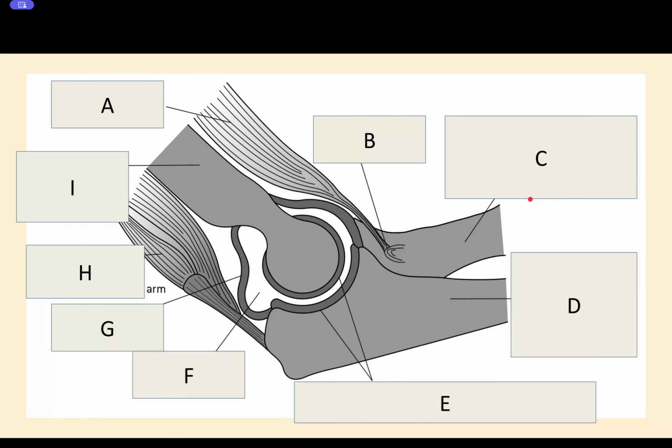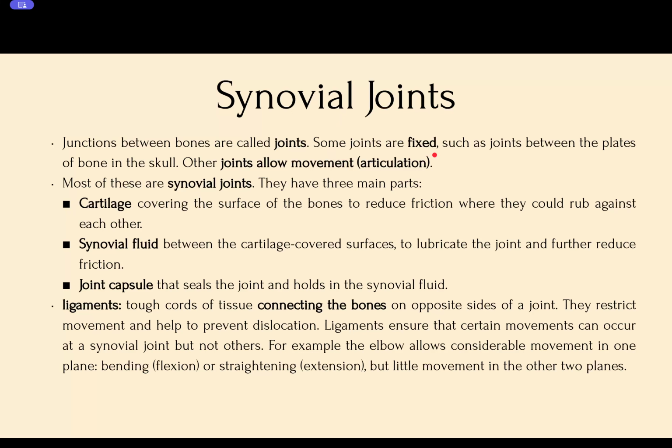So most of the joints between the plates of bone in our skull are fixed, but other joints allow movement or articulation. Most of the joints that allow movement are synovial joints, which means that they have three main parts: cartilage, synovial fluid, and joint capsule.